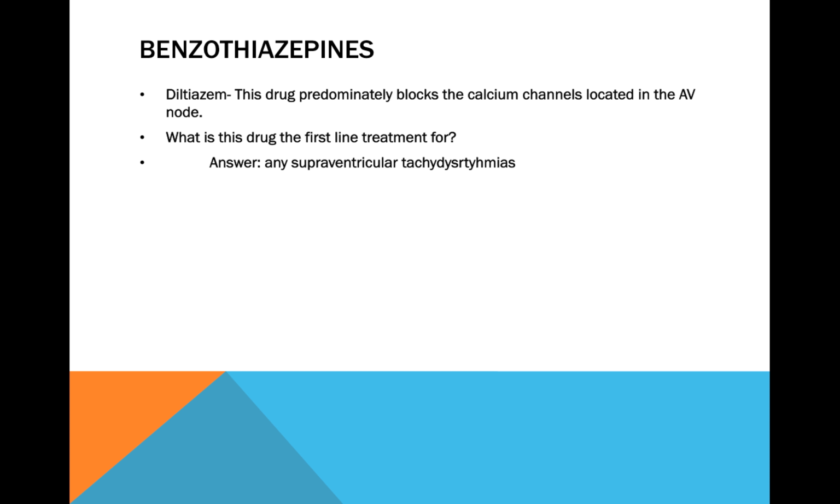Benzothiazepines. Drug in this class, diltiazem. I know you've been pre-oping your patients. You've seen this drug, come across it. Well, let's talk about just a couple of important points here. This drug predominantly blocks the calcium channels located in the AV node. If you have an intraop issue, what is this drug good for? This drug is the first-line treatment for any supraventricular tachydysrhythmias.